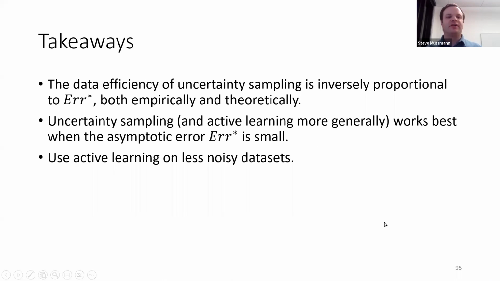So the takeaways from this section are that the data efficiency of uncertainty sampling is inversely proportional to error star, both empirically and theoretically. Thus, uncertainty sampling and active learning more generally works best when the asymptotic error star is small. And this gives a recommendation to use active learning and specifically uncertainty sampling on less noisy data sets.